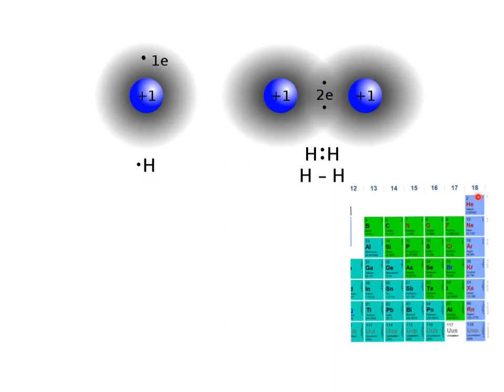So then it wants to be like helium, and that's why helium's over here. Helium has 2 protons, 2 electrons. That's why it's considered a noble gas. So elemental hydrogen, to become stable, will find another hydrogen and combine with it, and it'll share its electrons.